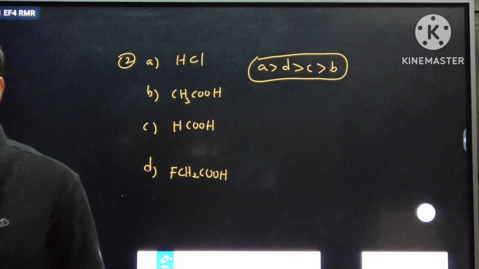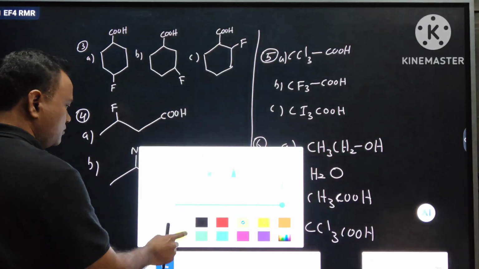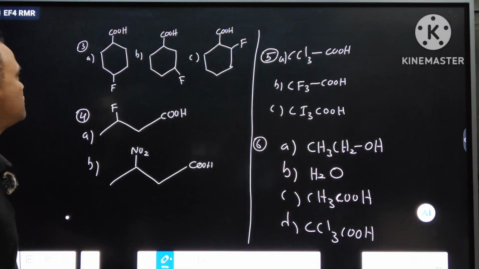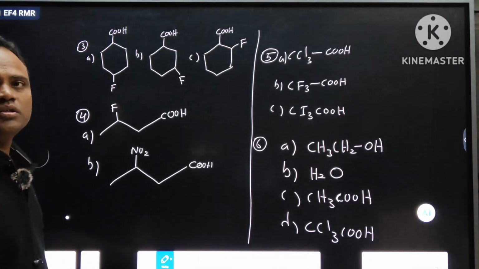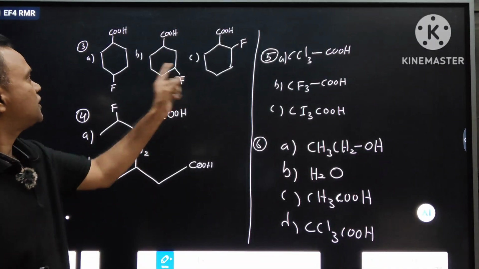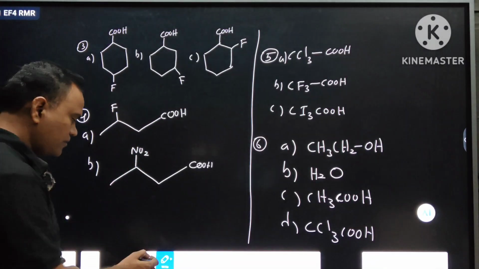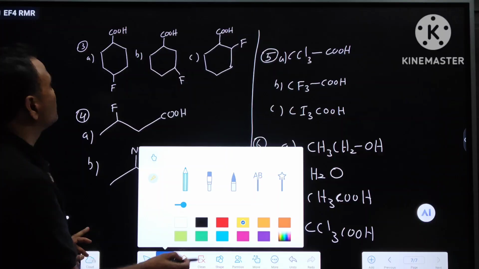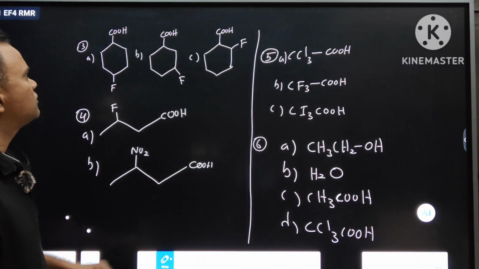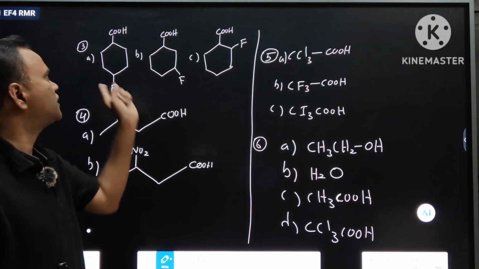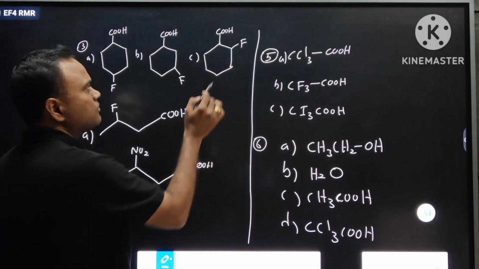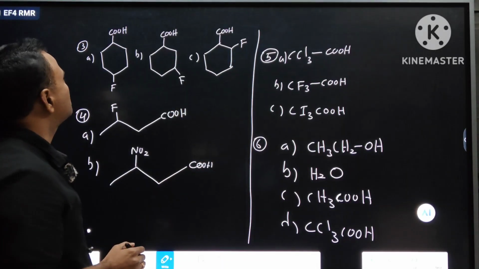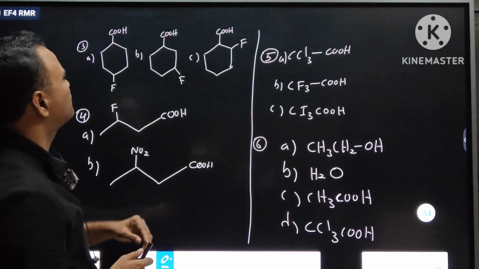Okay. See the first question. Which is more acidic in the first? C greater than B greater than A. See, C greater than B greater than A. Once look at this, all of you.